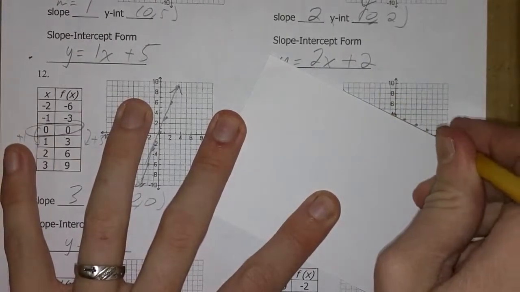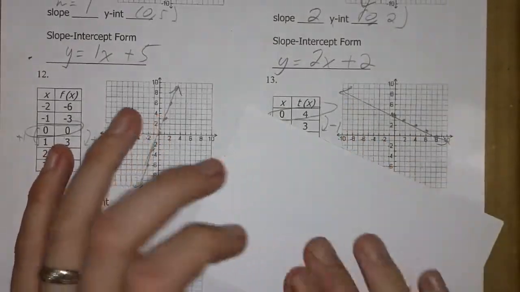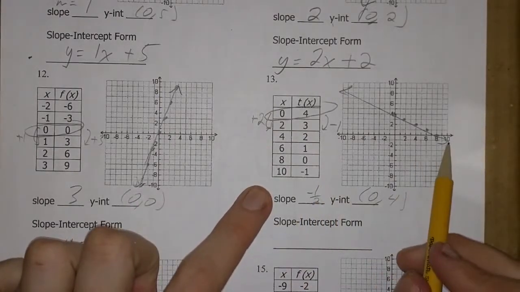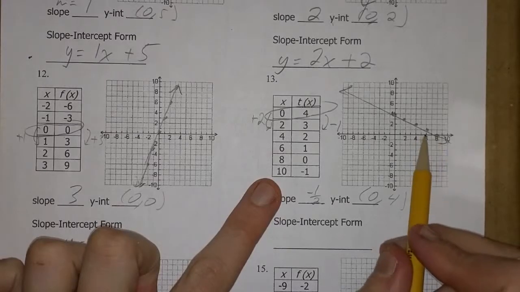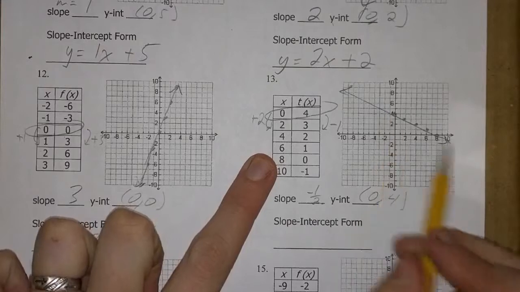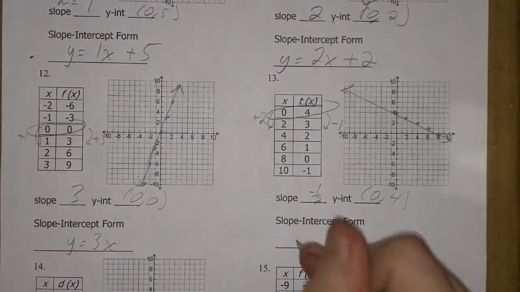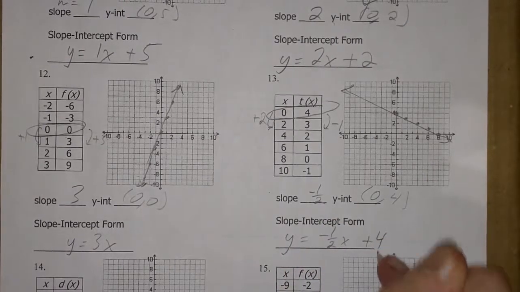And this one is bound to be a little off. Let's just make sure it's in the vicinity for this. So 10, negative 1 actually would match up right there. 8, 0, 6, 1, 4, 2, 2, 3. Actually, this line matches pretty closely to my points there. So that is y equals negative 1/2 x plus 4.